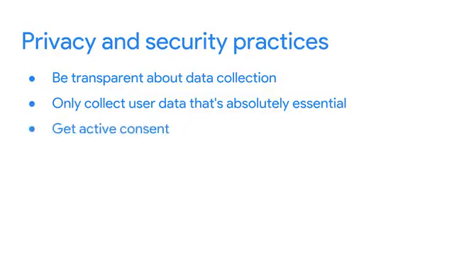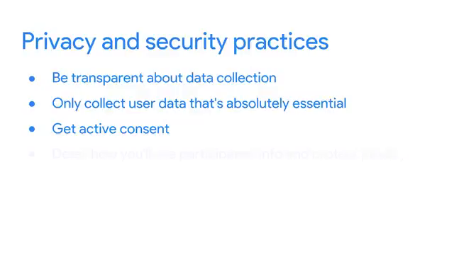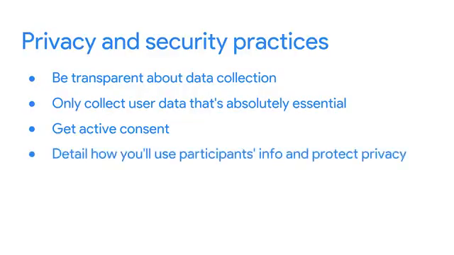Also, get active consent from your users to have their data collected and used. Active means that participants have chosen to take part in a study. Usually, participants receive a consent form, which they are asked to sign and return to the researcher. Provide detail about how you'll use participants' information and protect their privacy. For example, you might let them know that you'll share their feedback with your team, but you'll anonymize their quotes by using person 1, person 2, and so on. Alternatively, you could present a group of quotes without identifying any participants.